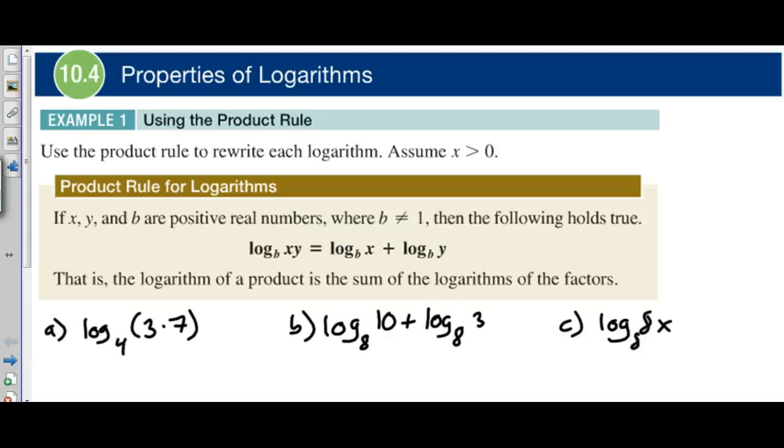All right, cool beans. Here we're going on to section 10.4, properties of logarithms. And we're going to go ahead and start with the product rule. All right, and the rule says the following.